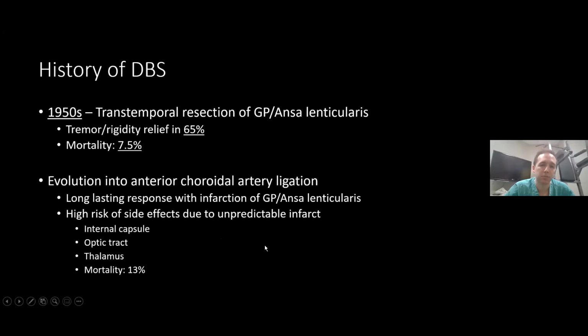In the 1950s, people were kind of understanding that basal ganglia circuitry is probably where the source of all these problems are. They started doing transtemporal resections of the globus pallidus and the ansa. Mortality at the time was less, still very high, 7.5%. Eventually, an accidental anterior choroidal artery ligation led to the kind of classic infarct syndrome, which eventually became a treatment for Parkinson's disease. But again, this was very unpredictable. You'd get infarcts in places you weren't expecting. People would become hemiplegic. And again, the mortality became quite high.